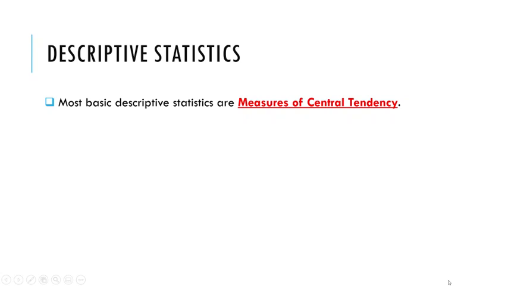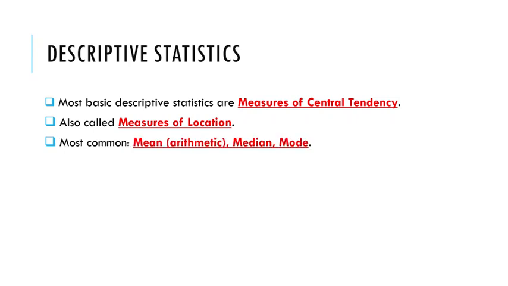Now, the most basic descriptive statistics that we can cover are these measures of central tendency. And as I said, that's a really fancy name for something you already understand. These are also called measures of location. So measures of central tendency are the same thing as measures of location. Two fancy names. But most commonly, we refer to these as mean, and we're going to use the arithmetic mean, the median, and the mode.